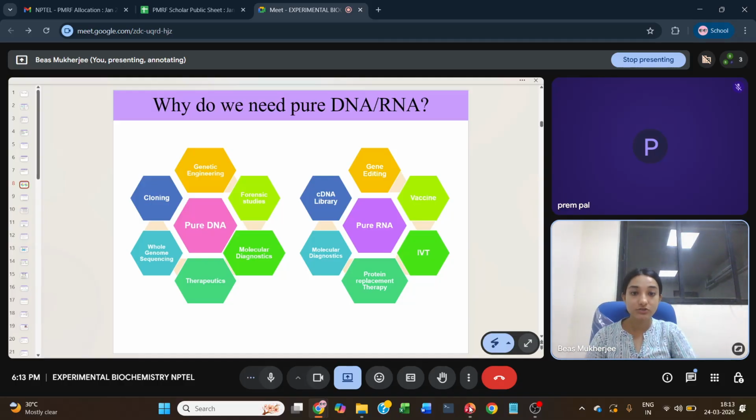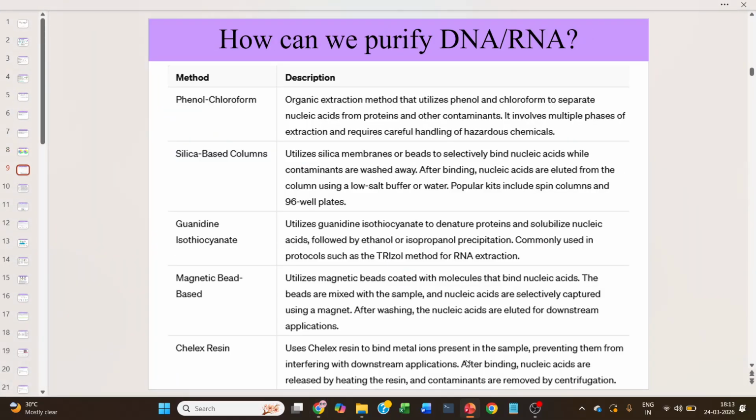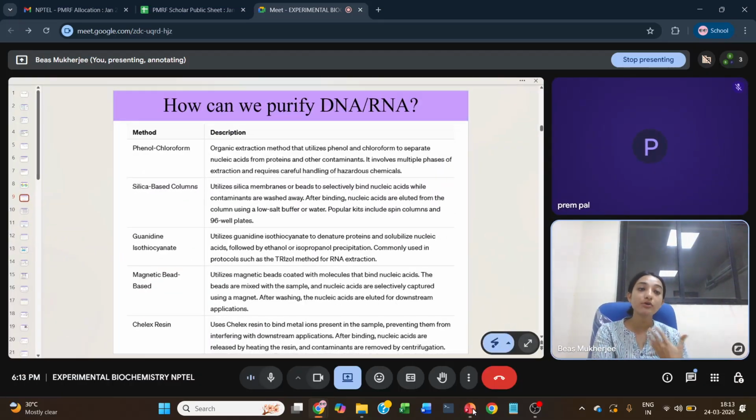molecular diagnostics, etc. So for all of these different purposes, you even know that for vaccine preparation, the COVID-19 vaccine was an mRNA vaccine, right? So RNA is required for a lot of different purposes. So how do we purify this RNA and DNA? There are different methods. Today we will talk about all of these methods in detail.